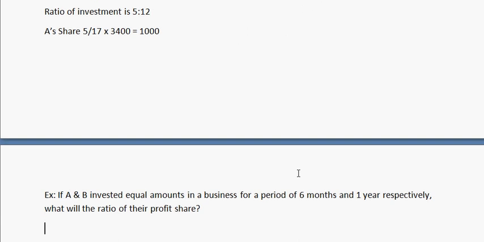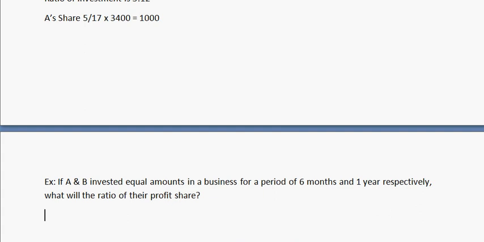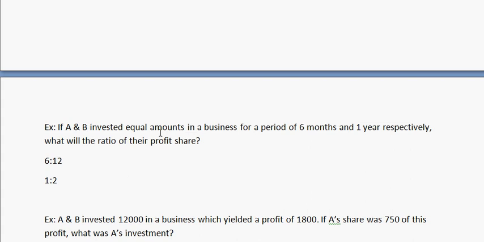Let's go to second example, which says A and B invest equal amount in the business for 6 months and 1 year, right? Now the amounts invested is equal, but time period is 6 months and 1 year respectively. So A's money goes in for 6 months, B's money goes in for 1 year, right? So the ratio of their profits would also be in the ratio of time invested, right? So it would be 6 to 12, or it would be 1:2. So the ratio of their profits would be 1:2, right? So again, if equal money is invested for different time periods, the ratio of the profits would be in the ratio of time periods.